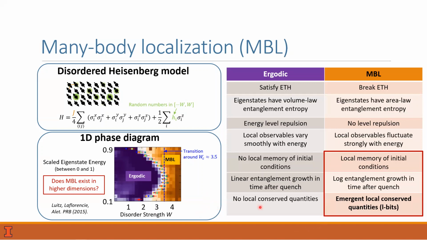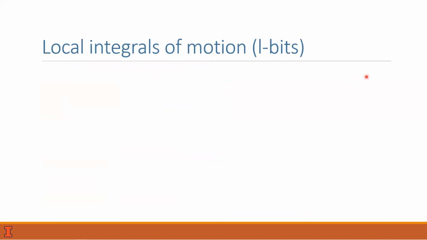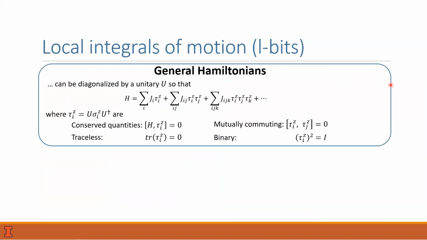Right, so I was just saying that ergodic systems have no local conserved quantities, but in MBL, there are emergent local conserved quantities called local bits, or L bits. These L bits are a key part of the story of MBL. If they exist, they imply a lot of the other properties of MBL systems. So let me talk about what these L bits are.